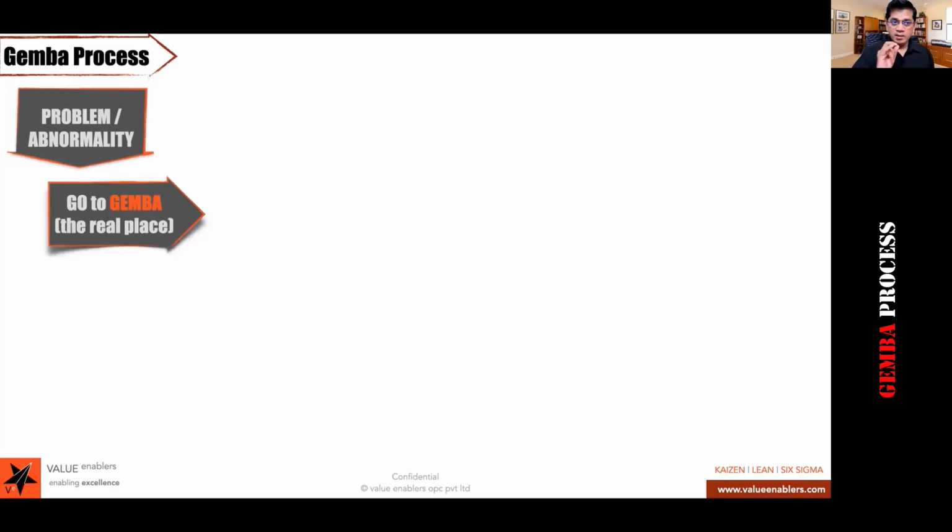the Kaizen process. First, they say go to Gemba. So Anish will type: Gemba means the place where action happens. The place where action happens.